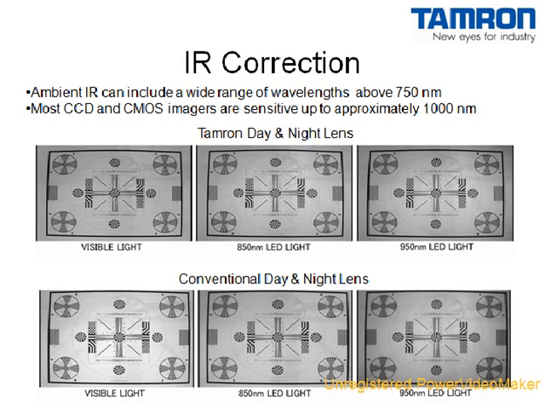Tamron day and night lenses utilize special optical elements and advanced optical design technology to correct focus shift across a wider range of wavelengths than conventional day and night lenses. The difference may not be noticeable in visible and 850 nanometer light, but the images on the right taken in 950 nanometer light show a significant difference in sharpness.